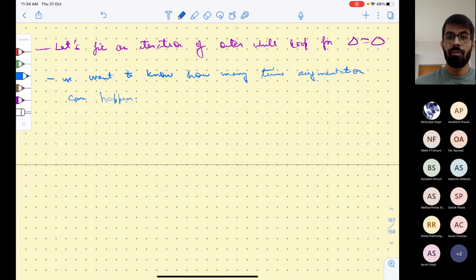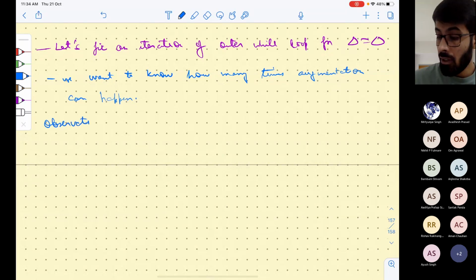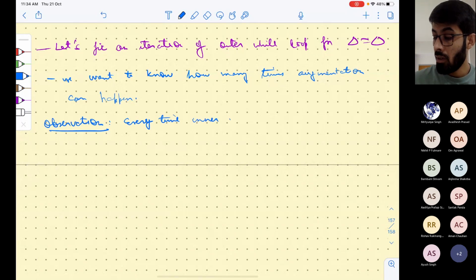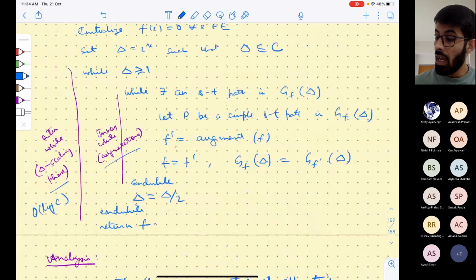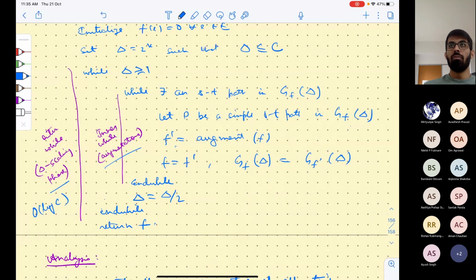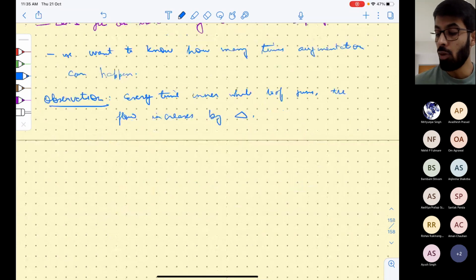So that is the question we want to ask. And what is the observation? Every time the inner while loop runs, the flow increases by delta. Why? Because you are looking at a path in G_F delta. And what does that mean? That the bottleneck is going to be at least delta. So you increase the flow by at least delta. Right? Good.